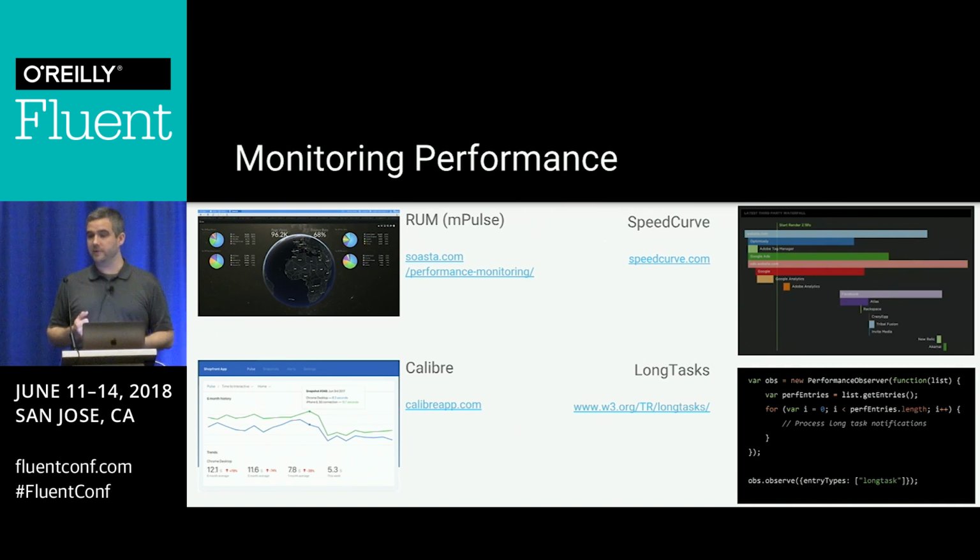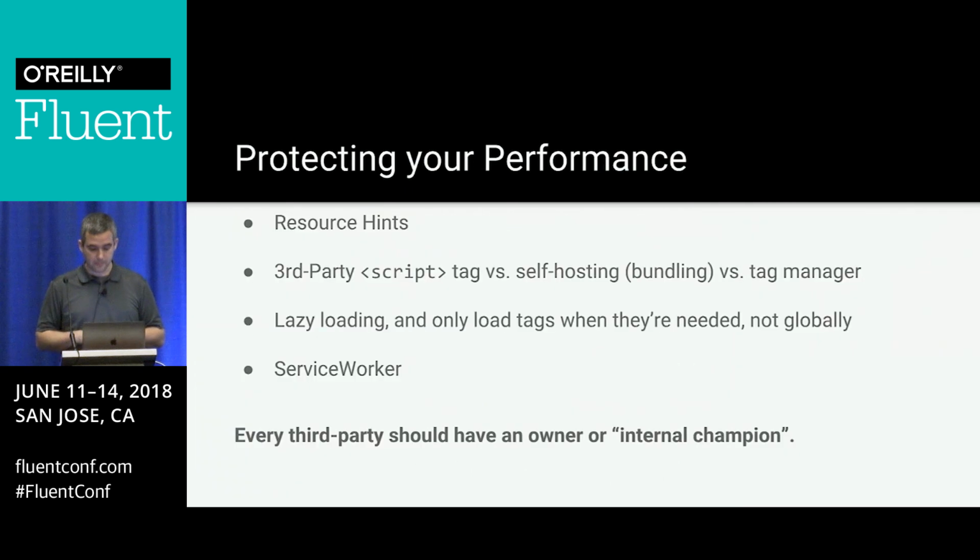And finally, there are some browser APIs that you can use to do it yourself. Something called the Long Tasks API is currently in Chrome, and it can help you monitor all of the potential bad long tasks that are happening in your page, and you can measure them over time and get attribution onto who's causing them.